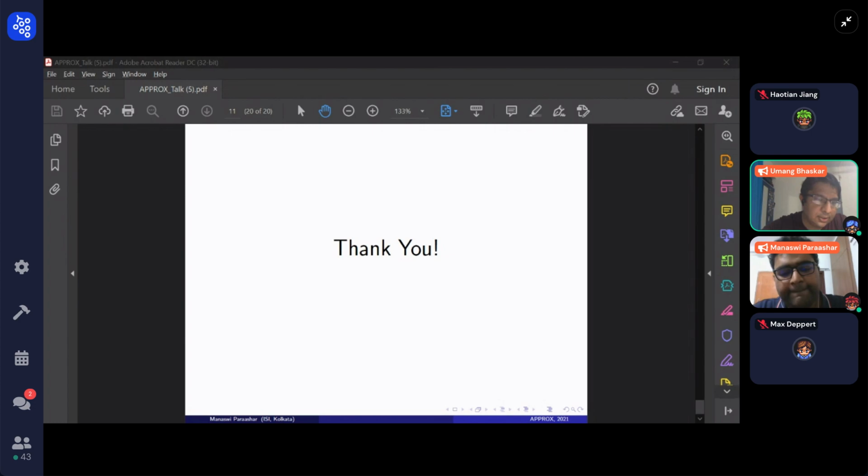Dishant asks, what is the lower bound when cut size is 0? When the cut size is 0, then the lower bound is m plus n. So Eden Rosenbaum's lower bound when cut size is 0 is m plus n.